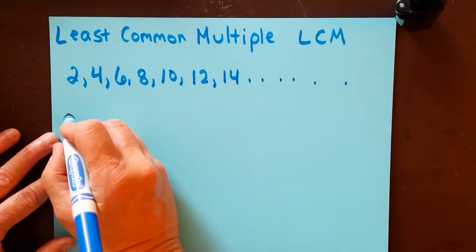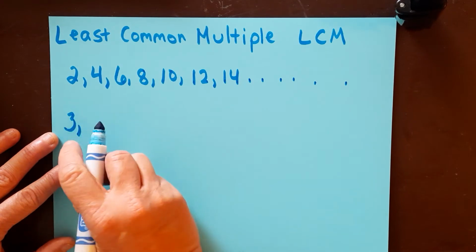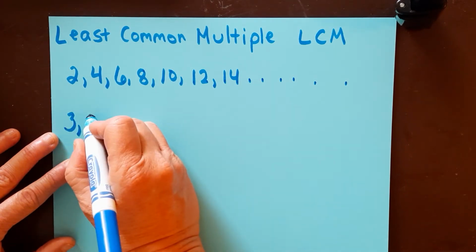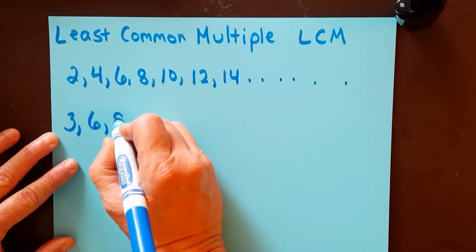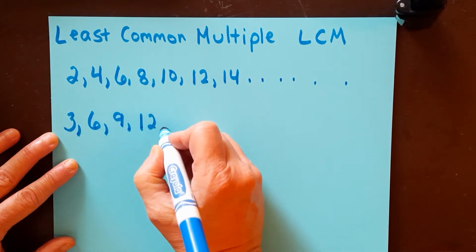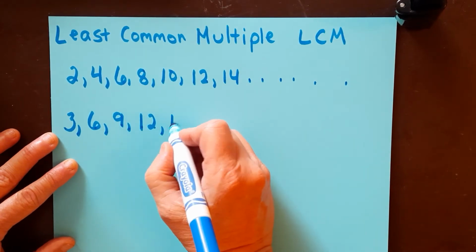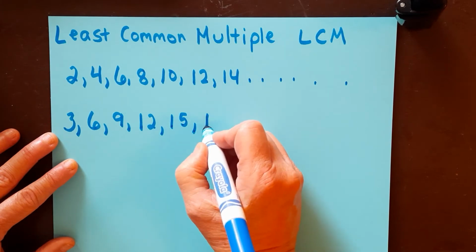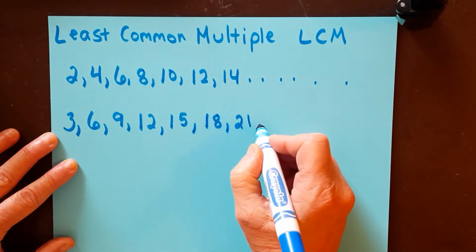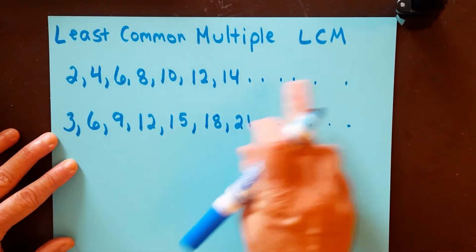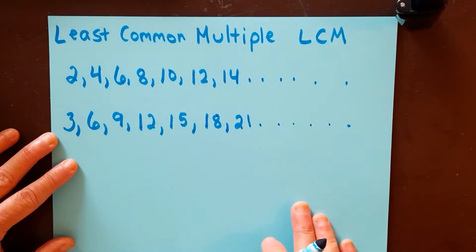Okay, so now let's try to find the multiples of 3. We do 3 times 1 is 3, 3 times 2 is 6, 3 times 3 is 9, 3 times 4 is 12, and you can see we just end up counting by 3's. And those are the multiples of 2, and these are the multiples of 3, and they go on forever.